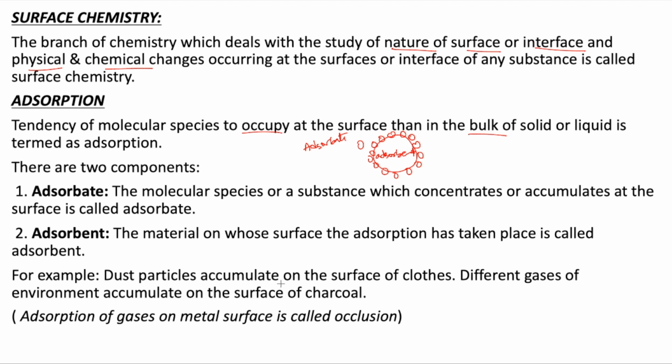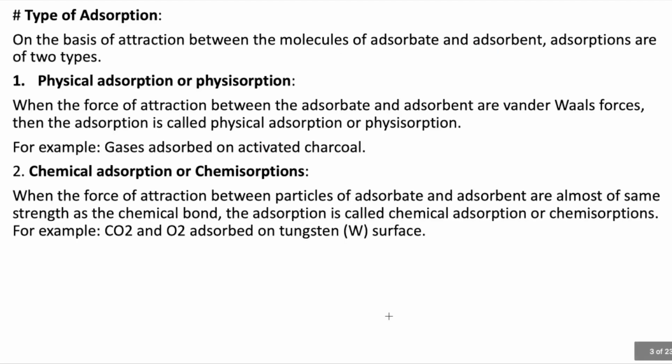Examples are dust particles accumulated on the surface of cloth, and different gases of the environment accumulating on the surface of charcoal. So these are all examples of adsorption. Adsorption of gases on a metal surface is called occlusion. Okay, so that's the name given to a specific type of adsorption. Types of adsorption come in two ways. One is physical adsorption, the other is called chemical adsorption.